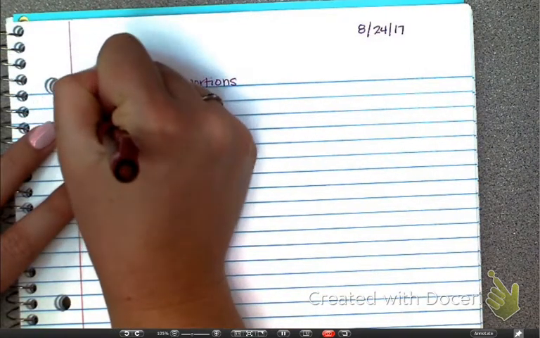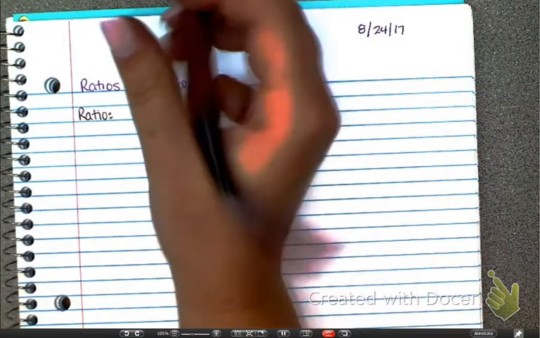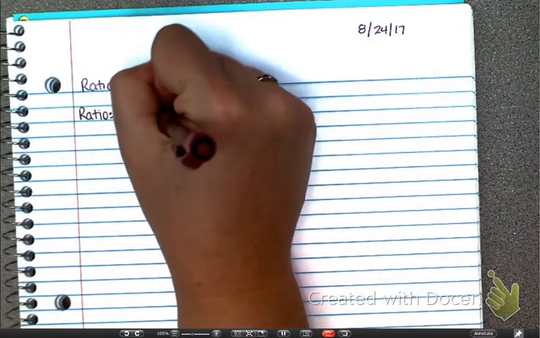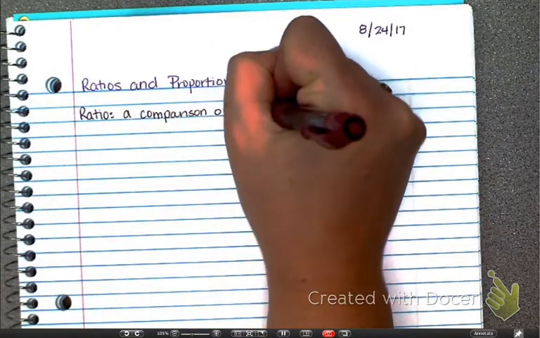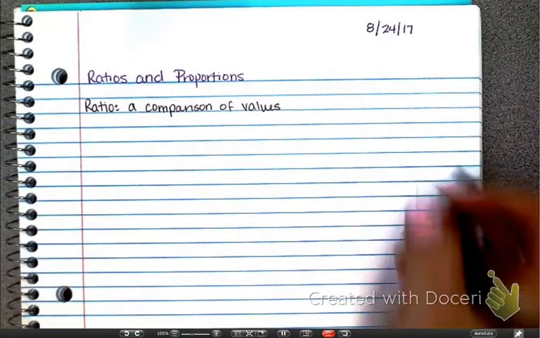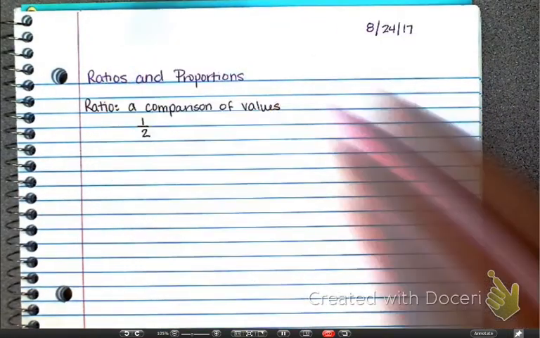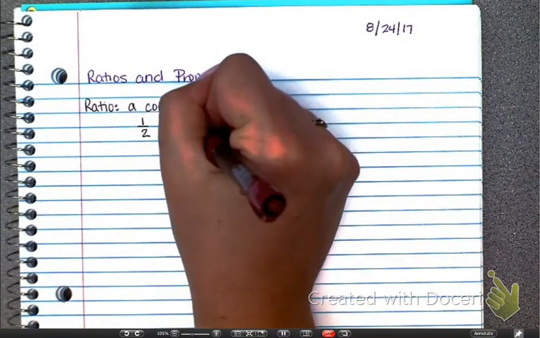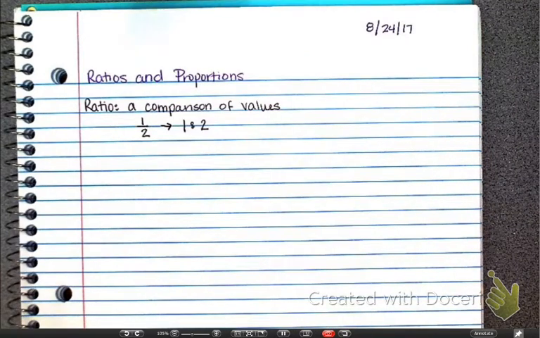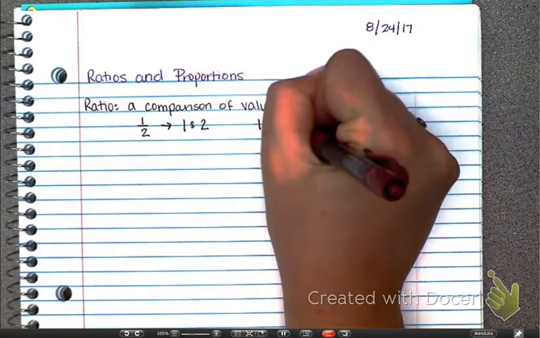So a ratio is a comparison of values, and we can write it as a fraction. So I can write it as 1/2, or like Evan said, we can write it with a colon. In either situation, you would read it as 1 to 2. 1 to 2. I can even write that out. 1 to 2.